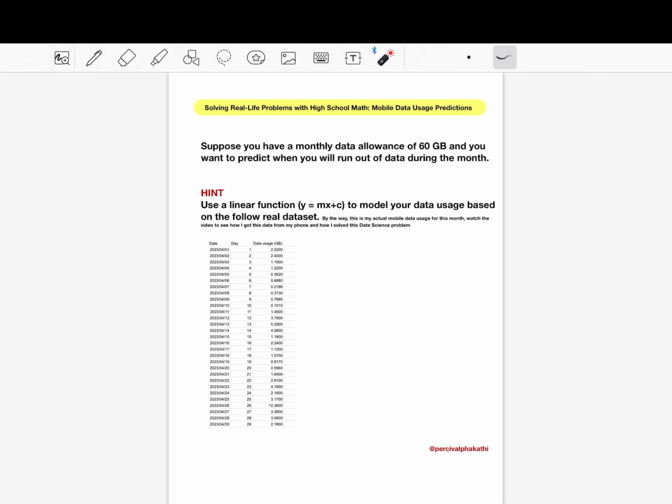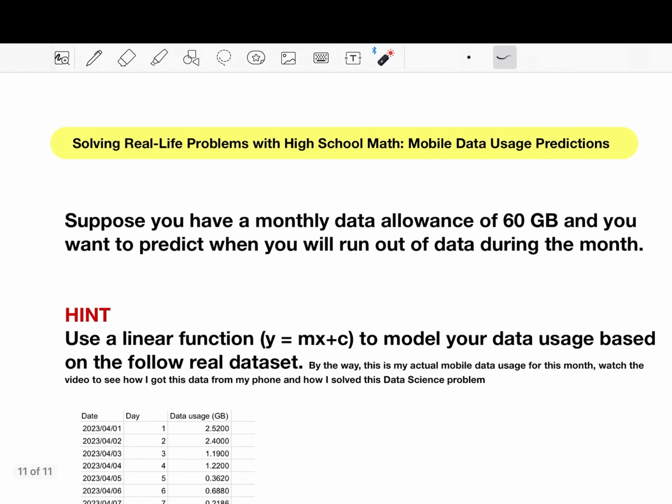All right, so let's come back again. Suppose you have a monthly data allowance of 60 gigabytes and you want to predict when you will run out of data during the month. It's very important. Your parent gives you 60 gigabytes and you want to know when exactly you're going to run out of this 60 gigabytes, so that you can negotiate with your parents, say, hey, maybe this 60 gigabytes is not enough for me for this month, right?